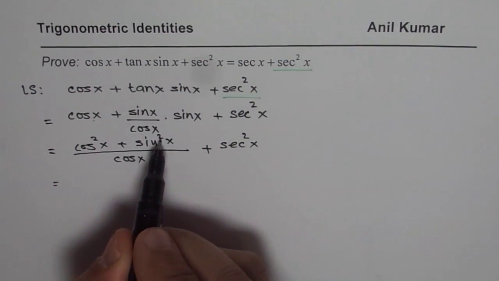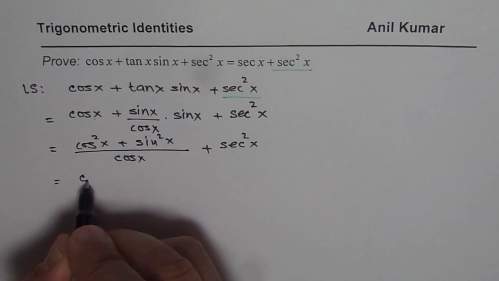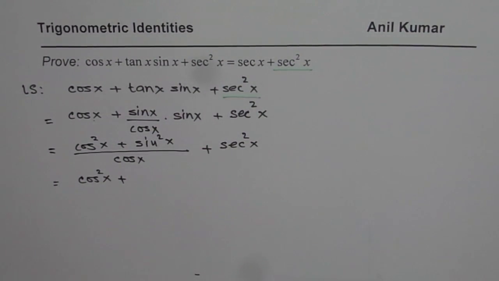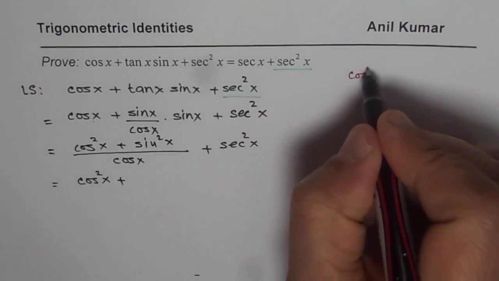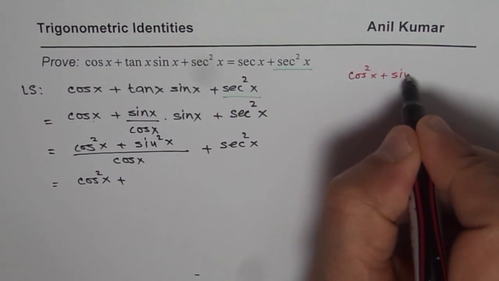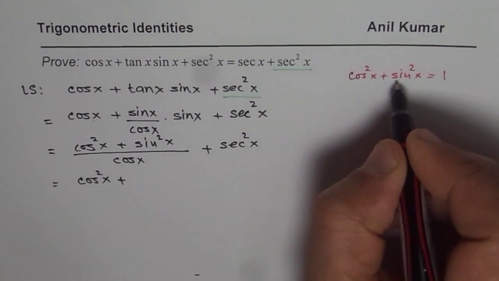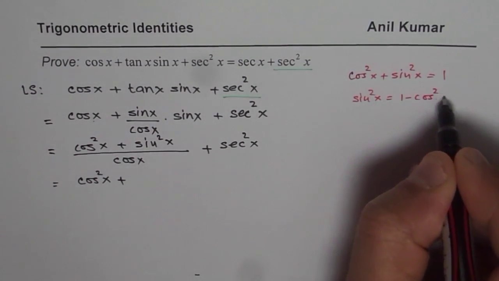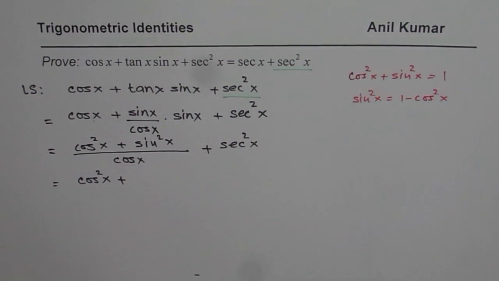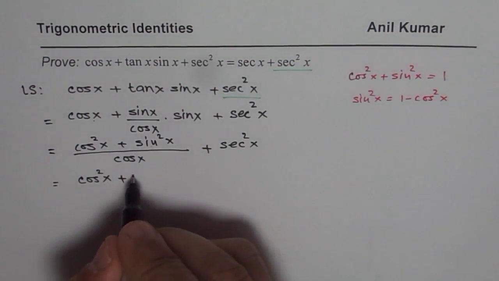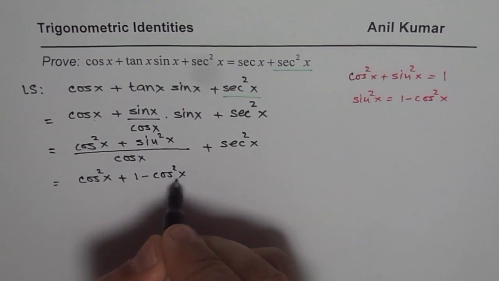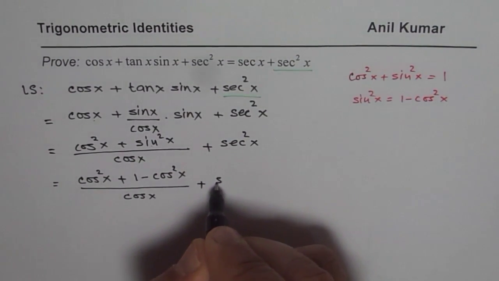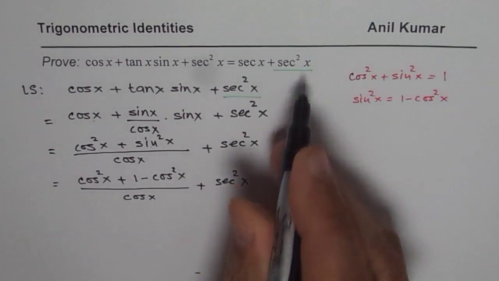If I write sin square x as 1 minus cos square x, we can, right? So let's rewrite. You know what cos square x plus sin square x is? It is equal to 1. So I could always write sin square x as equal to 1 minus cos square x, correct? So that is what I'm going to do. This sin square x I'm replacing by 1 minus cos square x. Denominator is cos x. We are keeping secant square x since we need it, right?